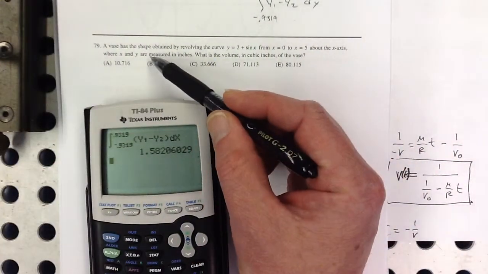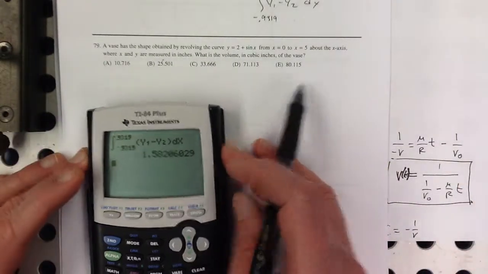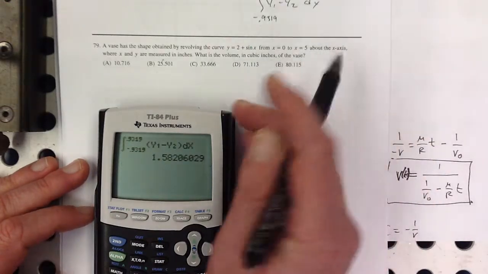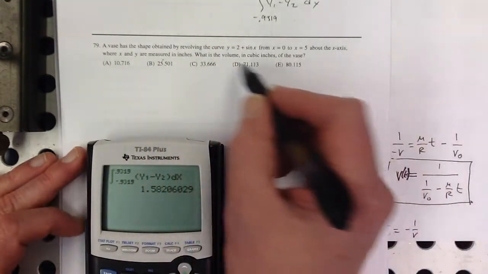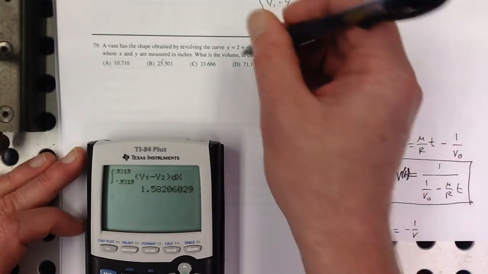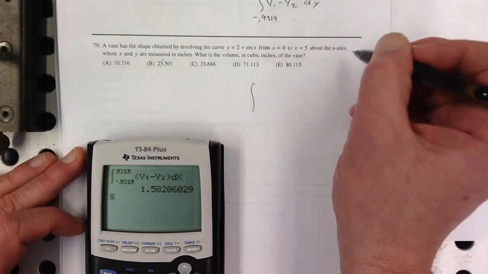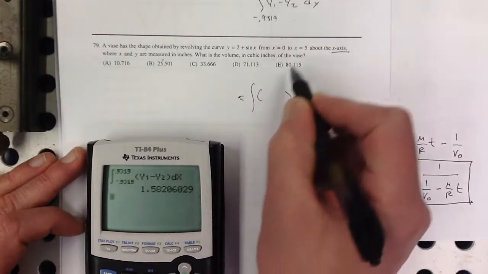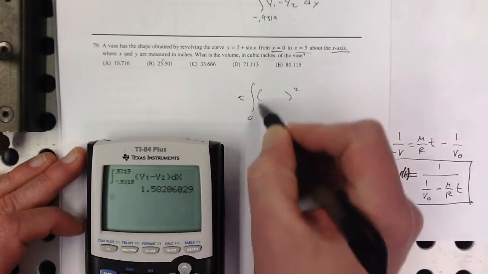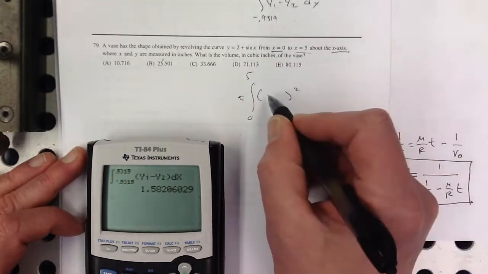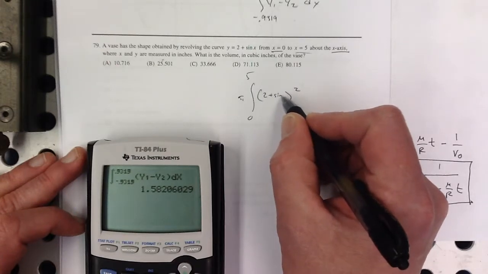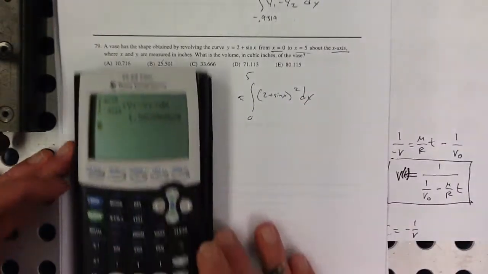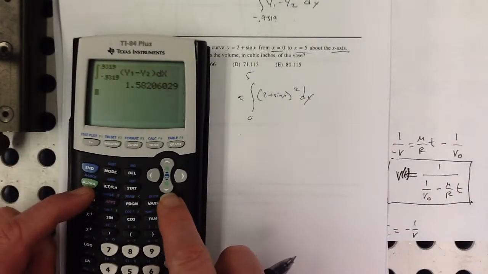A vase has the shape obtained by revolving the curve y equals 2 plus sine x from x equals 0 to x equals 5 about the x-axis, where x and y are measured in inches. What's the volume? Okay, so I'm revolving this around the x-axis. So that's a pi r squared. And they're just telling me where we're going from here to here. And there's my function, so this is a pretty straightforward version of this. Alright, that's it. So, let's do that.